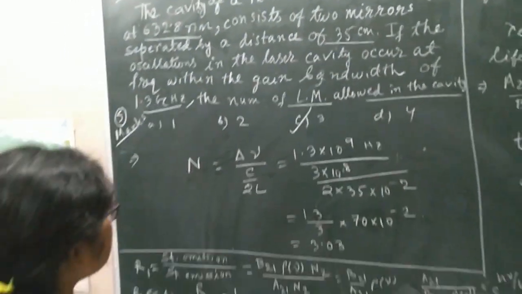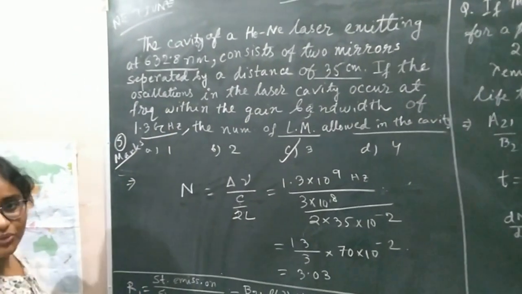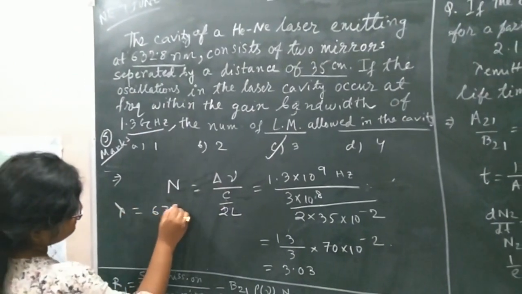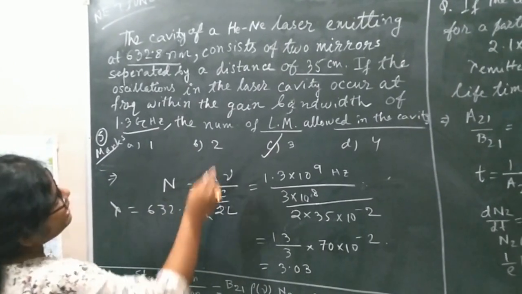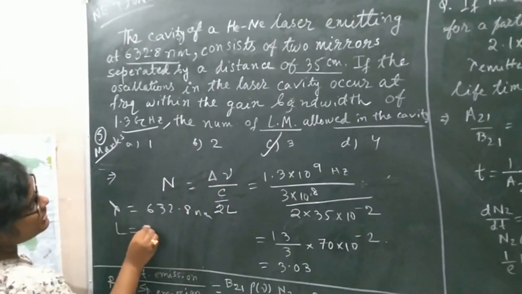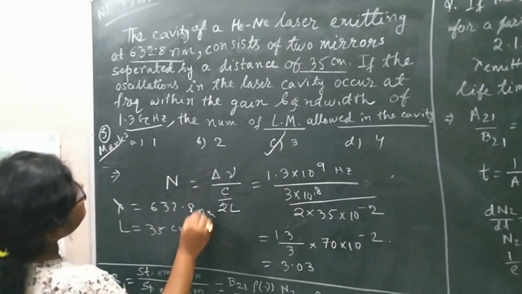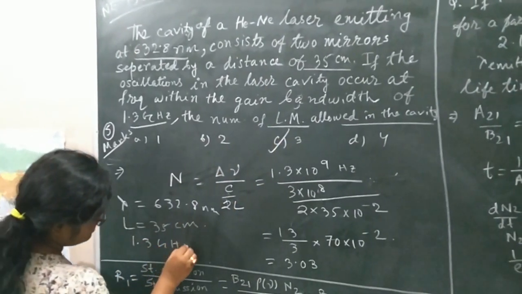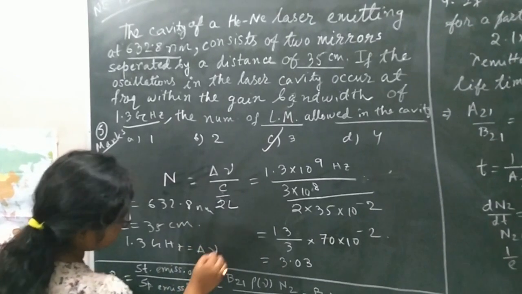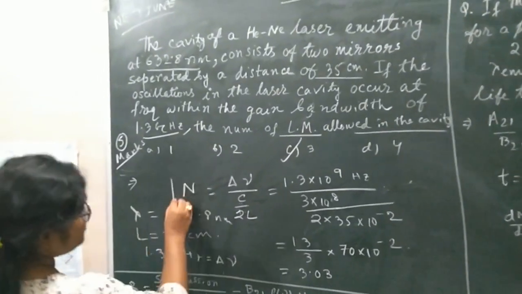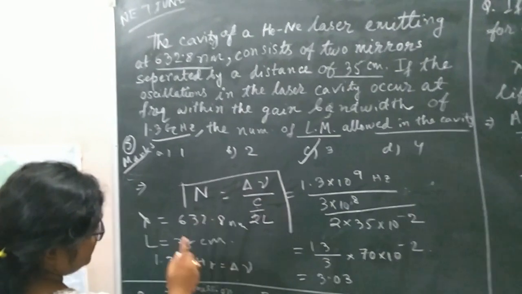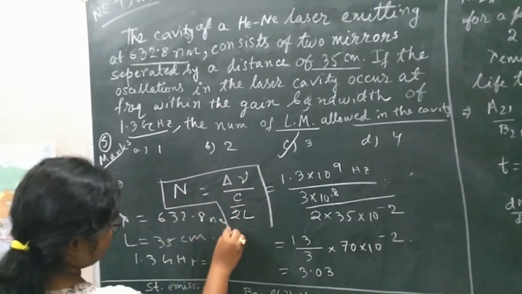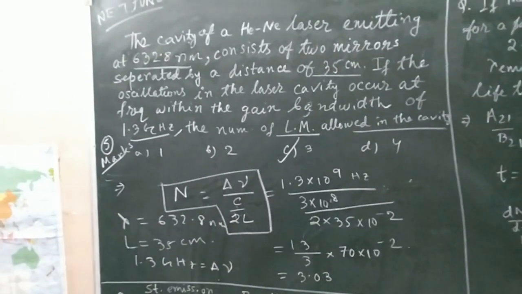What you have to understand is, you first have to note down the data you are given. Lambda is given as 632.8 nanometer, the mirror separation L is given as 35 centimeter, and the gain bandwidth, that is 1.3 GHz, that is delta nu. The number of modes that are possible, the formula is N equals delta nu divided by C by twice L. You have to remember this formula.